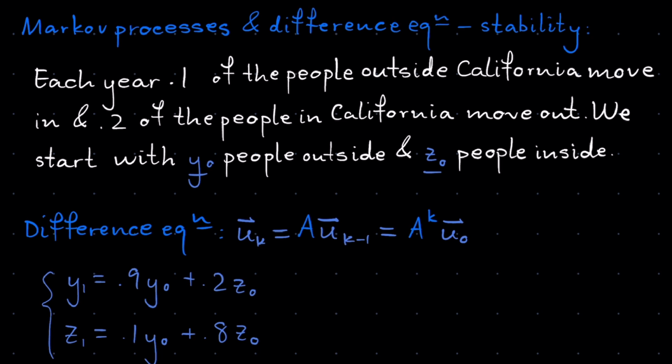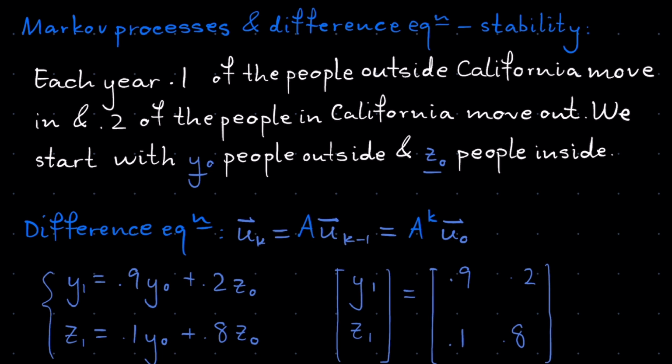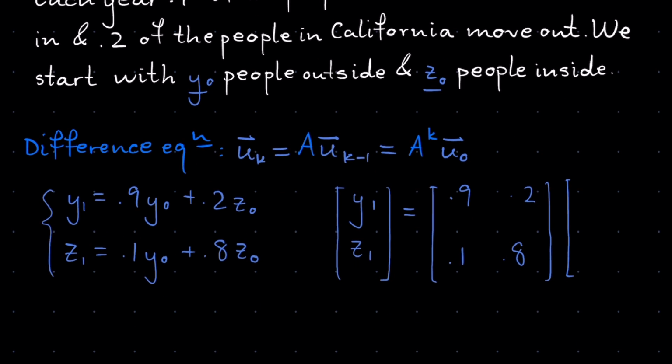Okay, so putting this into a matrix, we have a vector that's equal to a matrix, and then we multiply by, let's say, the initial vector. So that's y0, z0. And we have a difference equation. Notice that this is u1, this is A, and this is u0. Of course, we're going to use this expression over here.